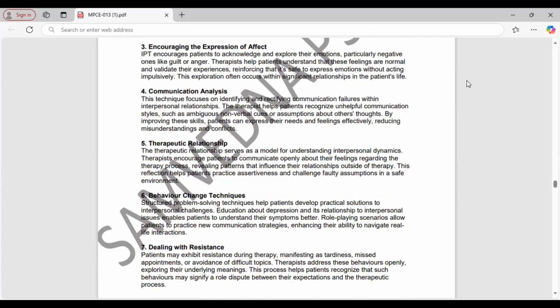Behavior change techniques. Structured problem solving techniques help patients develop practical solutions to interpersonal challenges. Education about depression's connection to these issues enhances understanding of symptoms. Role-playing scenarios allow patients to practice new communication strategies.